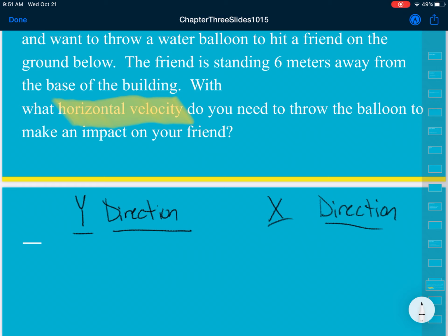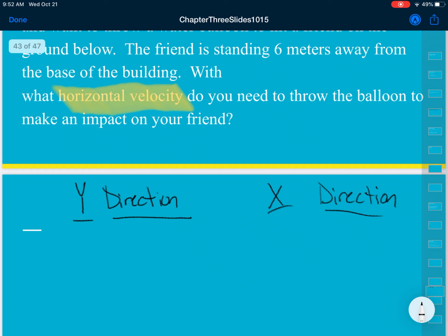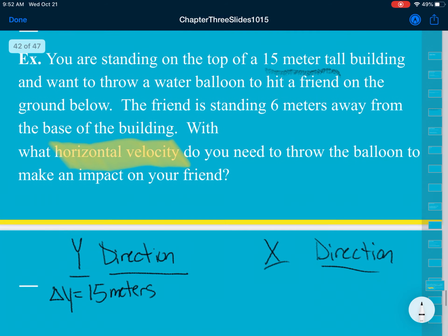Okay, same thing we did yesterday, same thing we're going to start with today. It's just like finding components, right? Finding stuff in the y direction and in the x direction. So first of all, we know that the building is 15 meters tall. That is obviously going to be my delta y. So 15 meters tall is going to be my delta y.